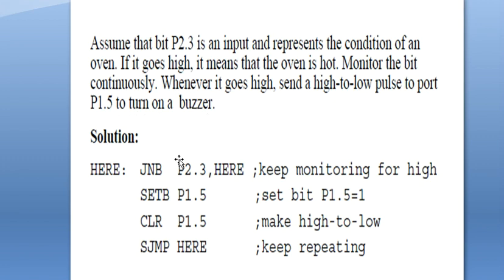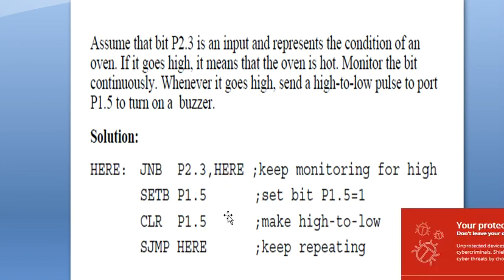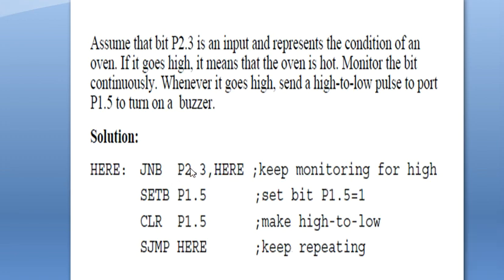This is the program that has been written. JNB P2.3, here. It is going to check continuously whether P2.3 is high or low. When it is low, it is kept in this loop. When it is high, it is taken to the next instruction. That is the condition given.